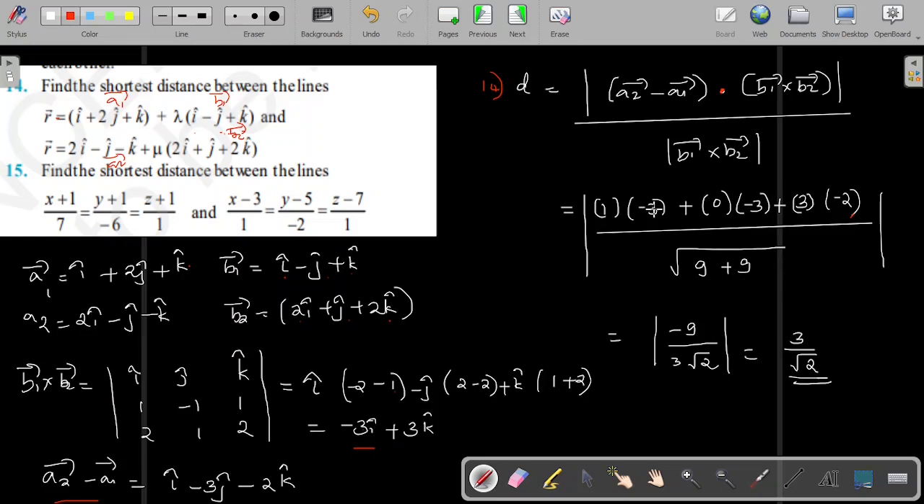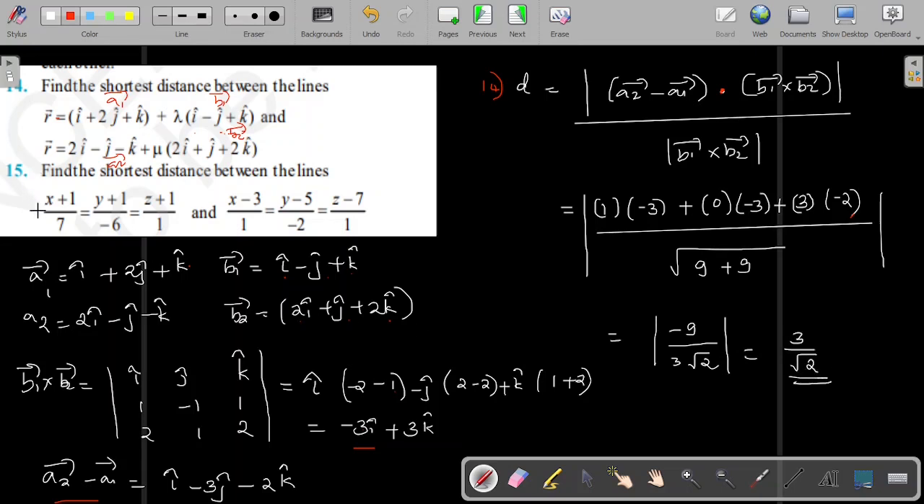So which gives you minus 3 minus 6, that is minus 9, divided by, it is 9 twos, so 3 root 2, 3 ones, 3 threes. So that is modulus because distance is always positive. So you will get the answer as 3 by root 2.